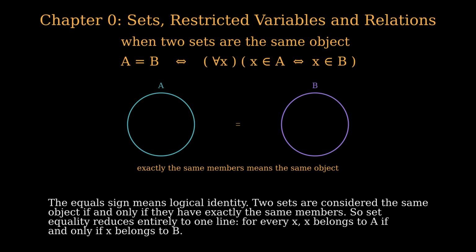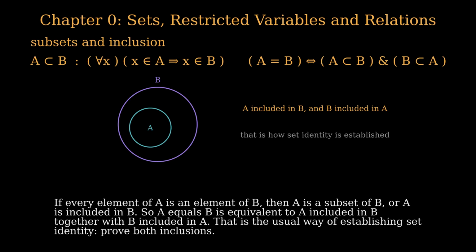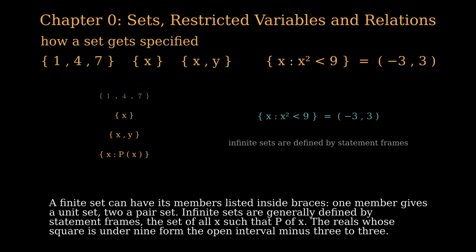For every x, x belongs to A if and only if x belongs to B. If every element of A is an element of B, then A is a subset of B, or A is included in B. So A equals B is equivalent to A included in B together with B included in A. That is the usual way of establishing set identity. Prove both inclusions.